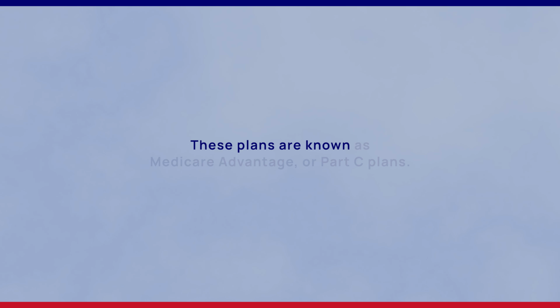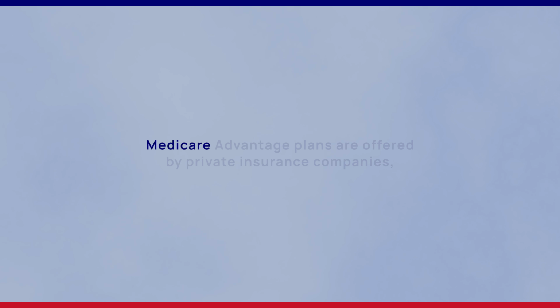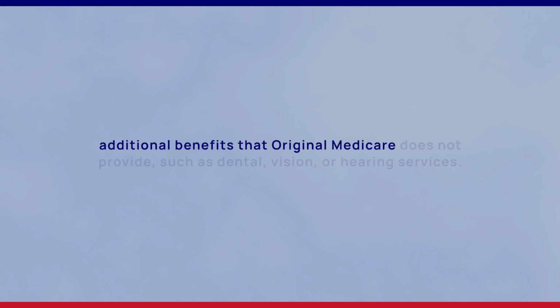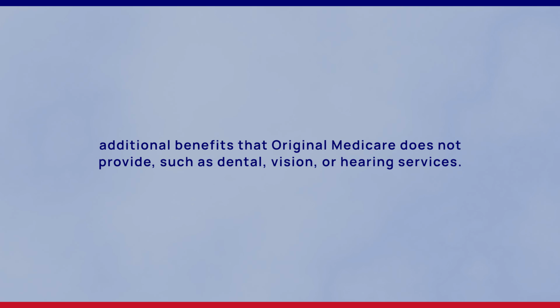The second way to receive Medicare coverage is through a private health plan that contracts with Medicare. These plans are known as Medicare Advantage, or Part C plans. Medicare Advantage plans are offered by private insurance companies approved by Medicare and must provide all Part A and Part B benefits. Many of these plans also include prescription drug coverage and additional benefits that Original Medicare does not provide, such as dental, vision, or hearing services.